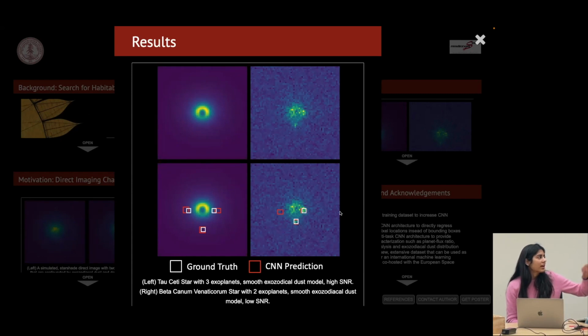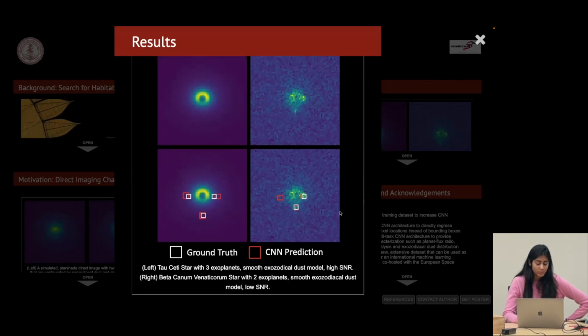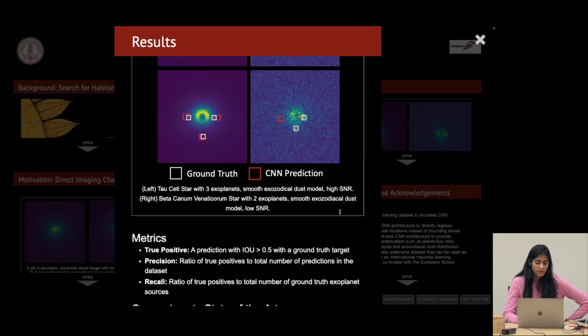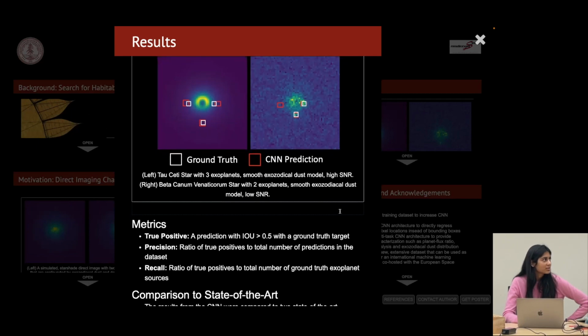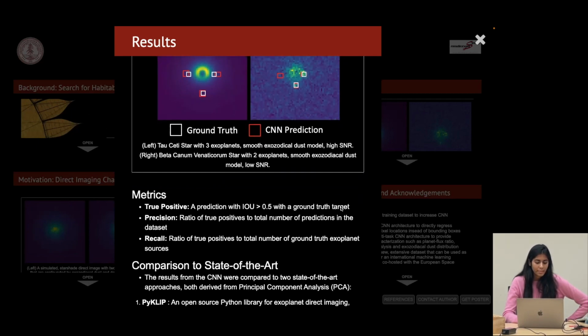So on the left and the right, you can see the right images are much grainier, much noisier, and that's because it is modeling a much lower signal to noise ratio, versus on the left, we have a higher signal to noise ratio, which shows a little bit clearer in the image. Still, obviously not very easy to detect the exoplanets visually, but we've seen pretty good performance so far with the CNN being able to disentangle the noise.